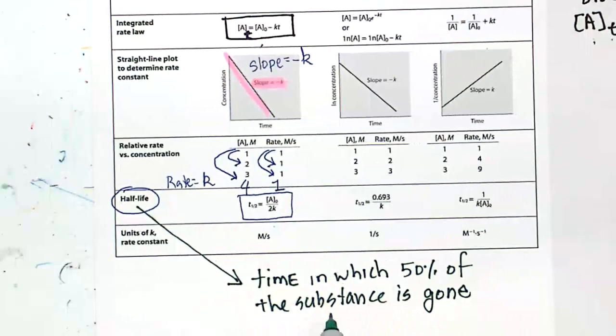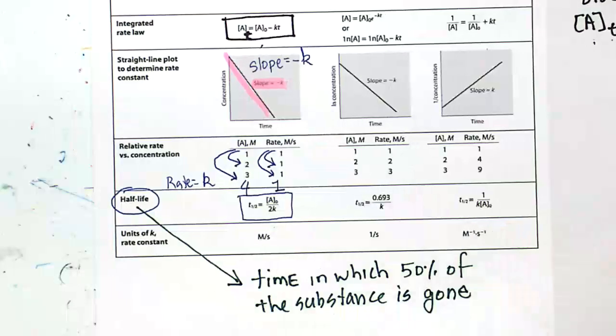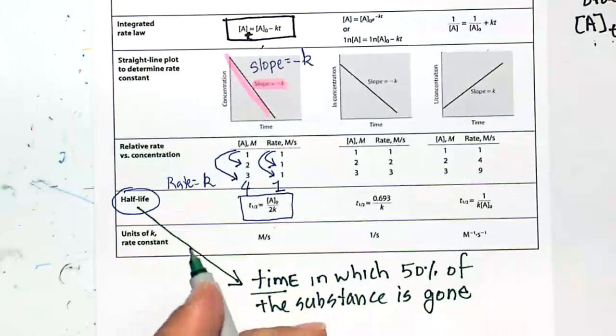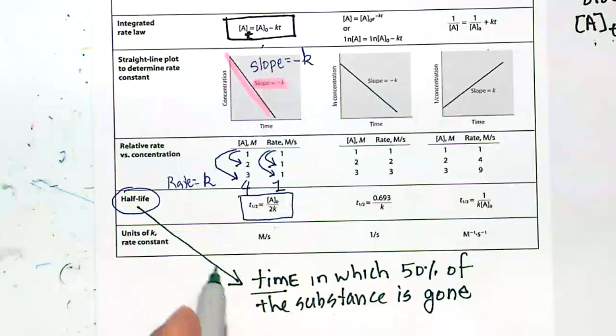When I say 50% of the substance is gone, that time in which 50% is gone or decayed, if it's a drug, it could be absorbed in the body. If it's radioactivity, it could be emitted as some type of particles. Some sort of decay where it's gone. So a time in which 50% is gone. Seconds, minutes, hours, days, years.